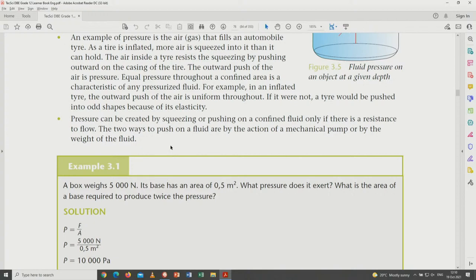The pressure can be created by squeezing or pushing on a confined fluid only if there is a resistance to flow. The two ways to push on a liquid or fluid are by action of a mechanical pump or by the weight of the fluid. So this one of the fluid also is important.